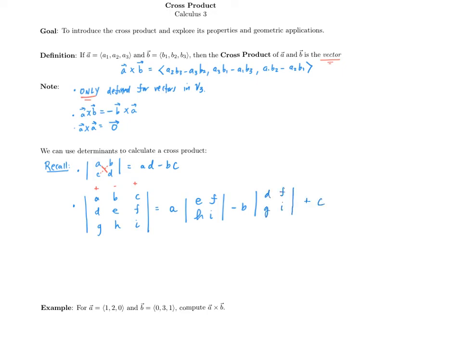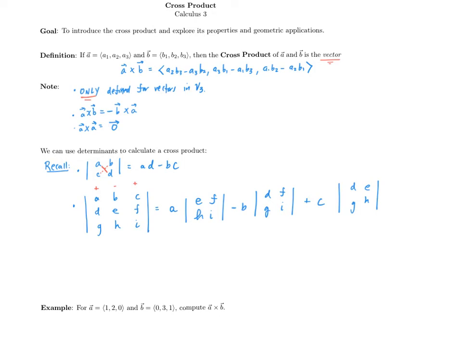Then when we go to that third entry in the first row, it's plus C, and we multiply by that 2 by 2 matrix that remains when we cross off the C row and column. So D, E, G, H. So we calculate a 3 by 3 determinant by breaking it down into 3 smaller, easier to compute 2 by 2 determinants.